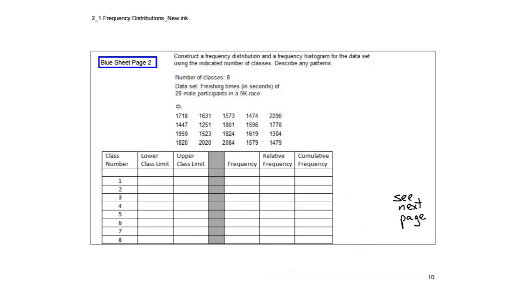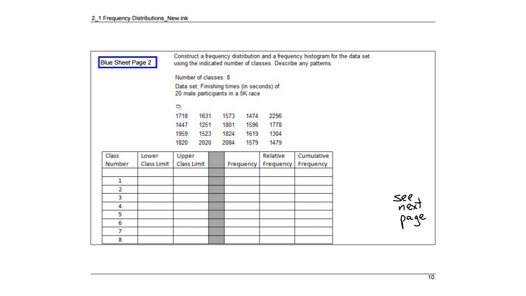All right, so here we go. Let's work our way through this. So they gave me a bunch of data. These are 20 male participants in a 5K race. It's their finishing time in seconds, and they want 8 classes. So the very first thing we need to do is find our minimum and our maximum.